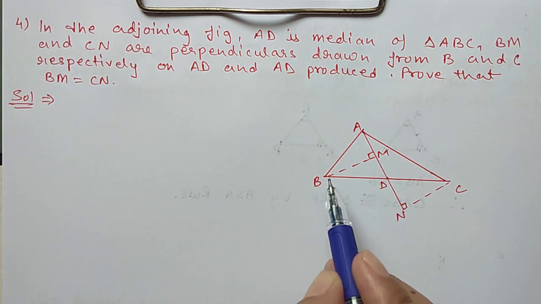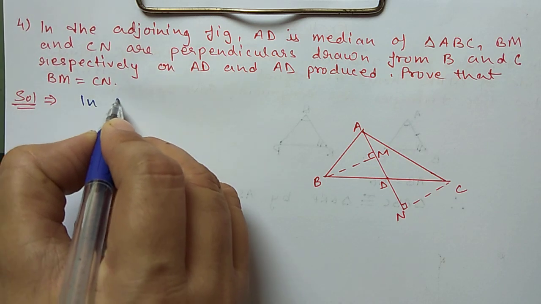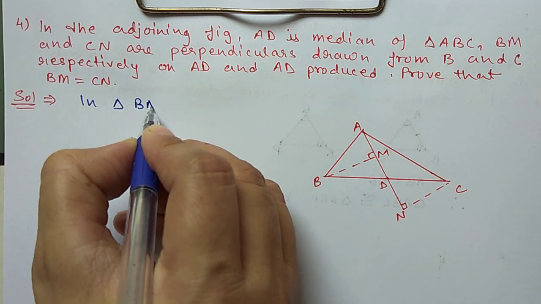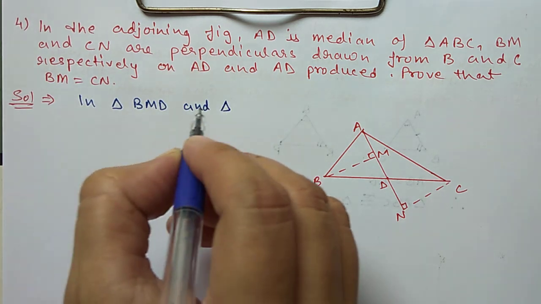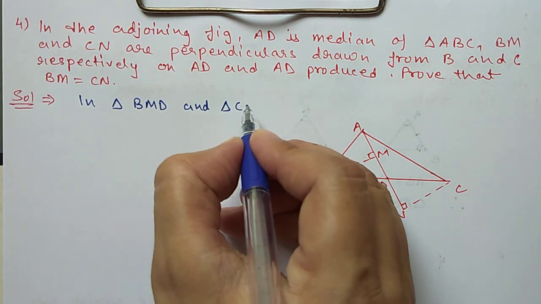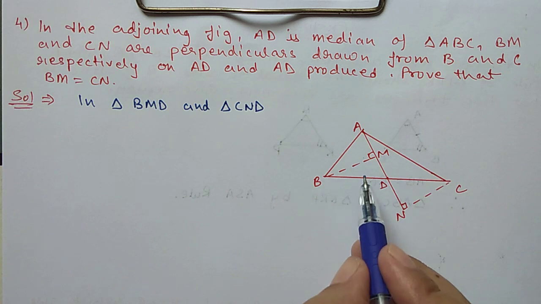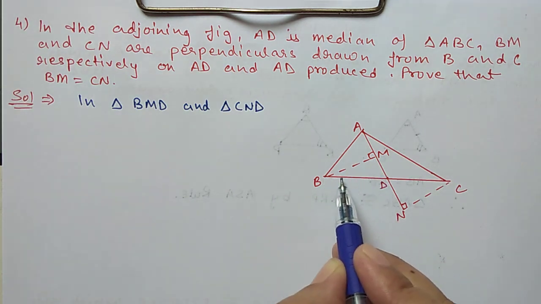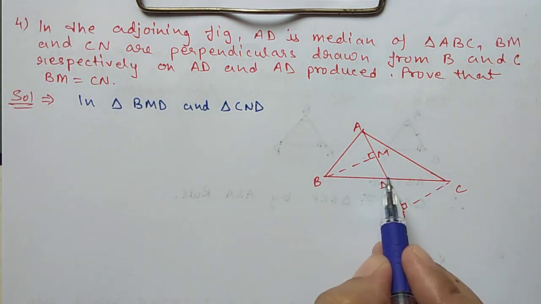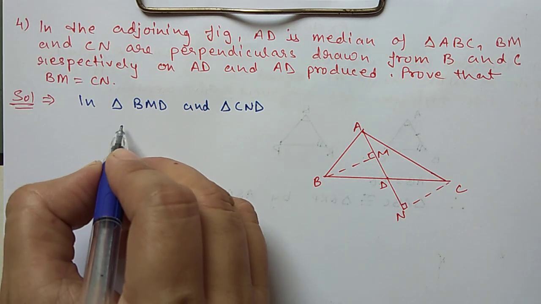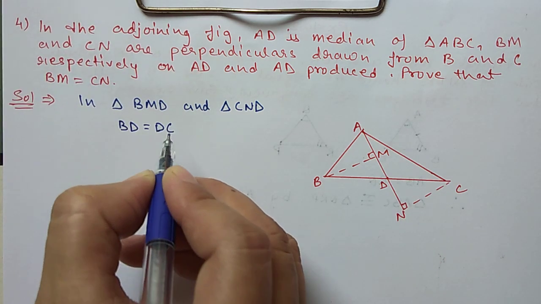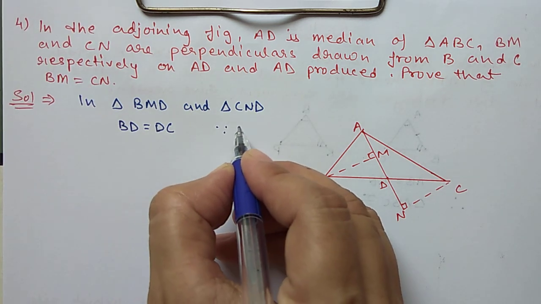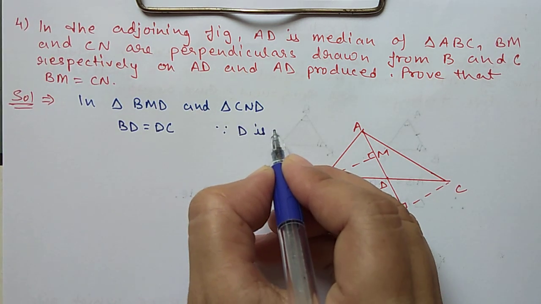So we will take this triangle. In triangle BMD and triangle CND, one is this triangle BMD and another one is this triangle CND. So in these two triangles, BD is equal to DC because D is the midpoint of BC.